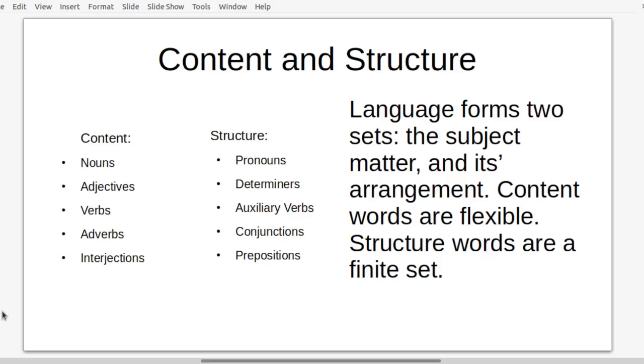But then we have our structure words, which are a pretty finite set. They're pretty much just the 100 words that you would need to learn a language or something like that. So I've just listed them here. Content is our nouns, our adjectives, our verbs, the adverbs, and our interjections. But we also have, that was an interjection, our structure components, which are pronouns, determiners, auxiliary verbs, conjunctions, and prepositions, which we'll also cover in this segment here.